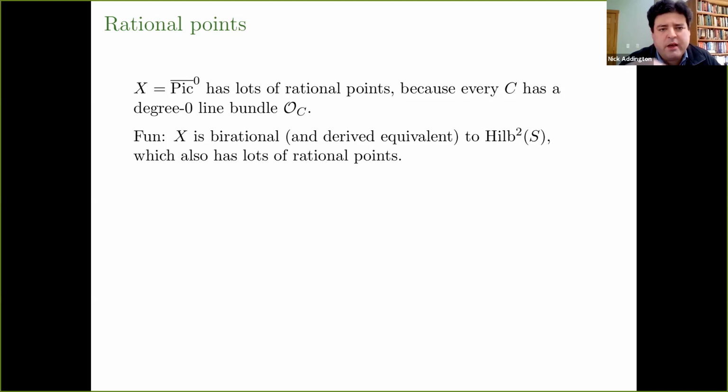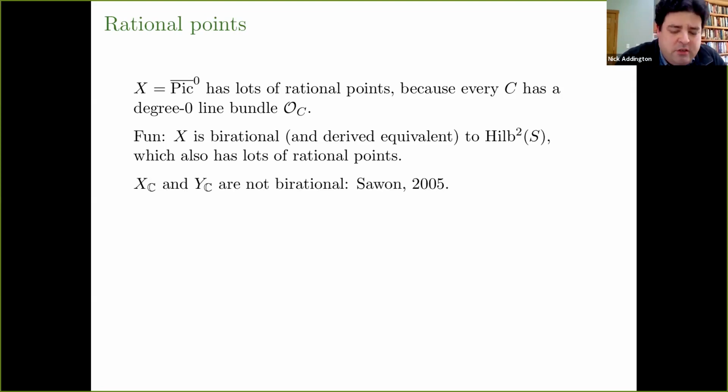And it's fun to think about, if you like Hilbert schemes, X is birational to the Hilbert scheme of two points on the K3 surface. And that guy also has a lot of rational points because you can take the rational points in P2 and pull them up. So if you want to check out of the talk right now and just think about that for the next 5 minutes or whatever, you could do worse. It's a pretty fun example. They're not birational.